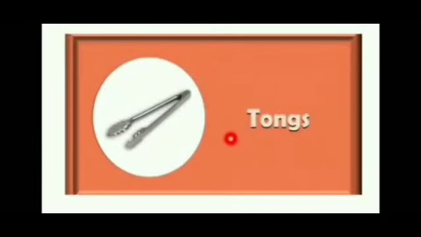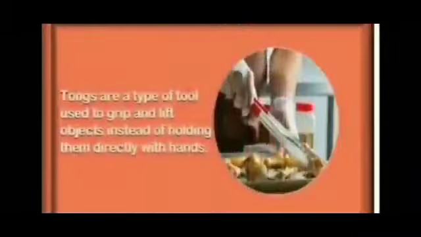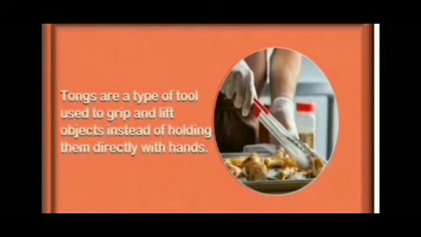Next one is tongs. T-O-N-G-S. Tongs. Tongs are a type of tool used to grip and lift objects instead of holding them directly with hands. So it is used to grip and lift fried chicken and finger chips like that.